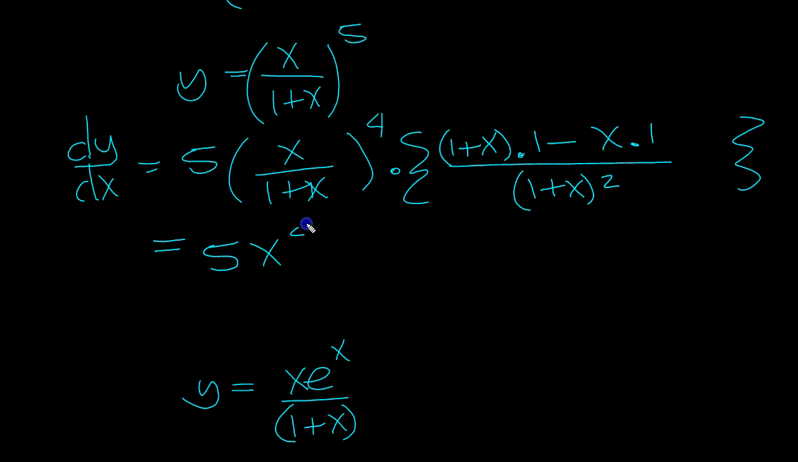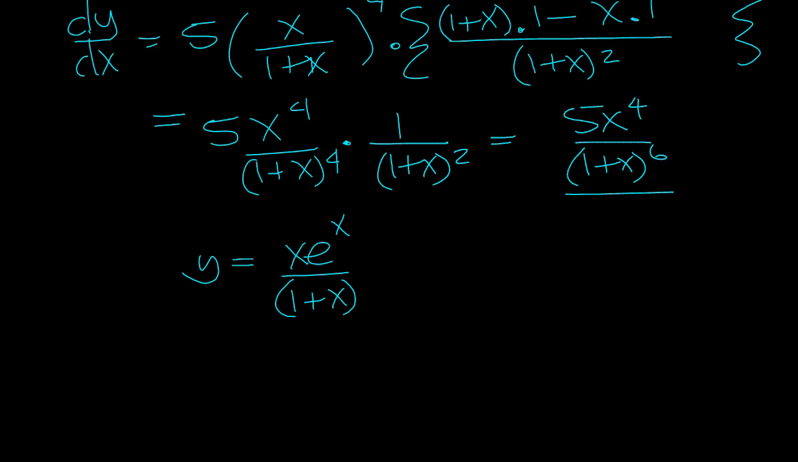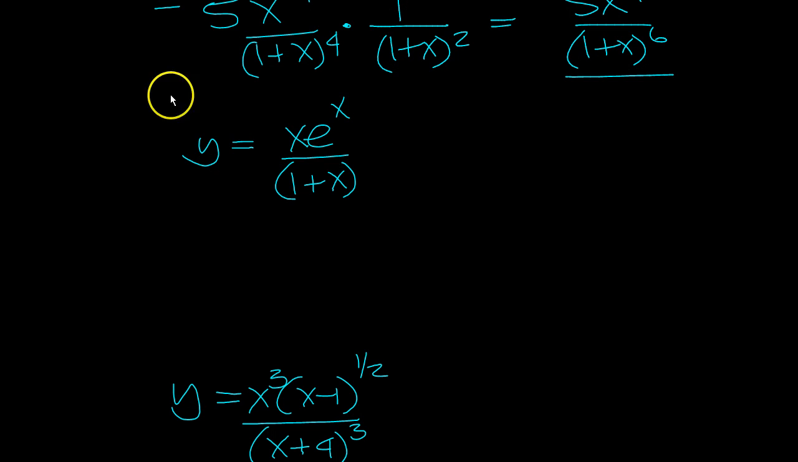This is 5x to the 4 over 1 plus x to the 4 times by, we've got 1 plus x here minus x, that's just 1 on the top here, isn't it? So we got times by 1 over 1 plus x squared. So it's 5x to the 4 over 1 plus x to the 6. So that wasn't too bad. Next one.